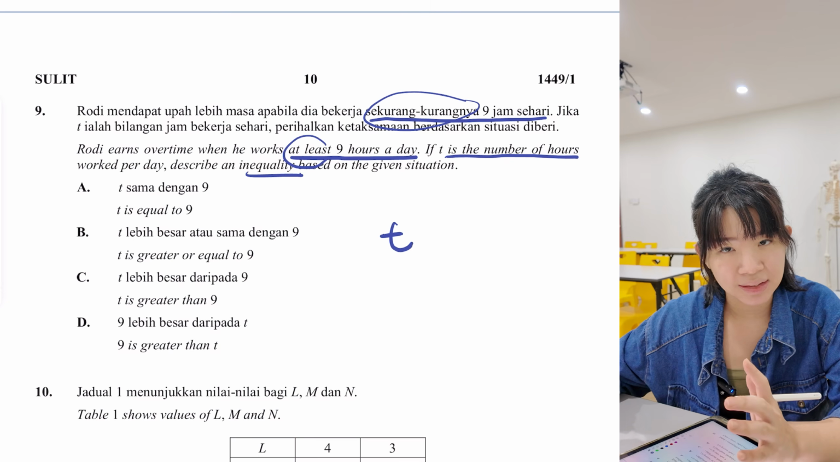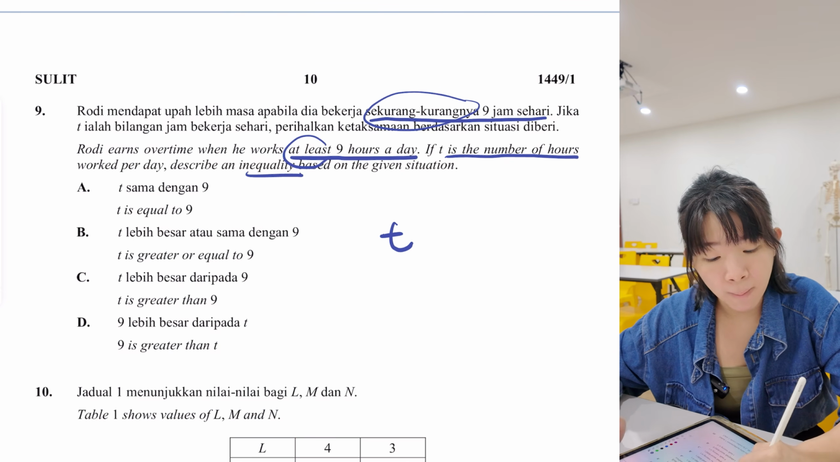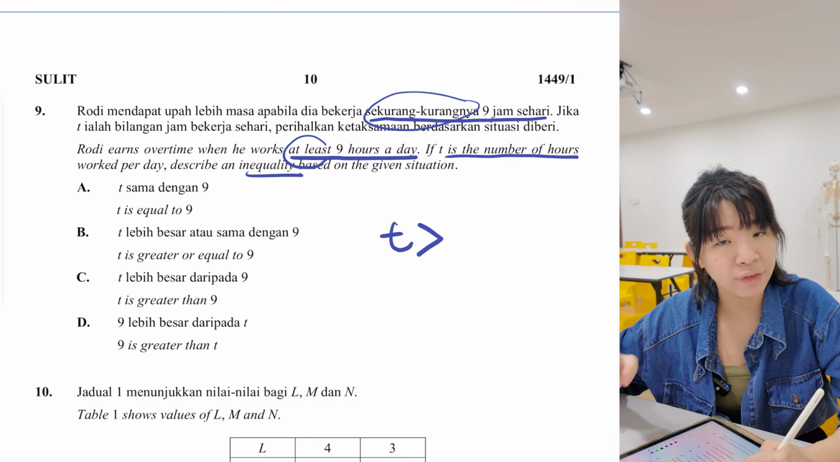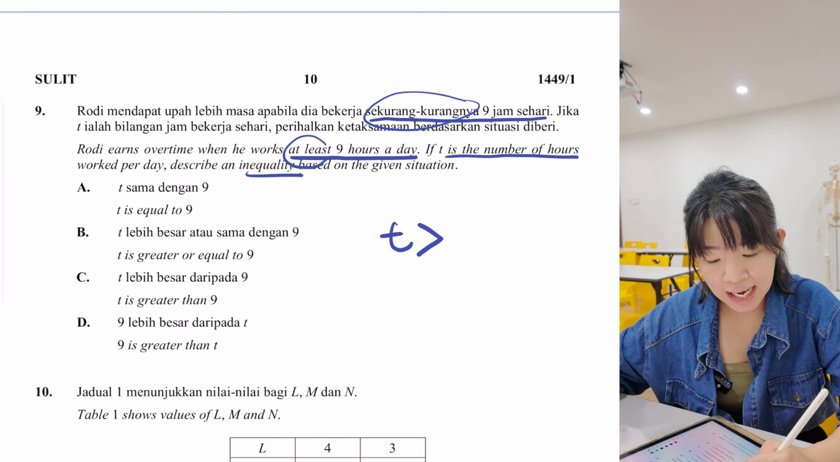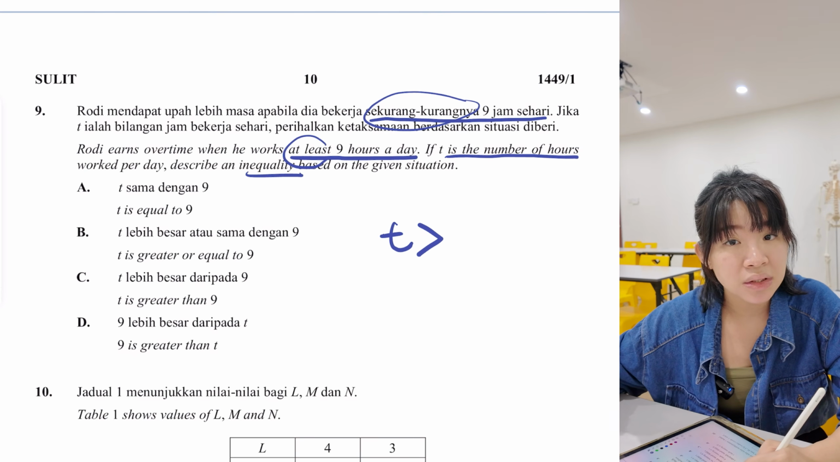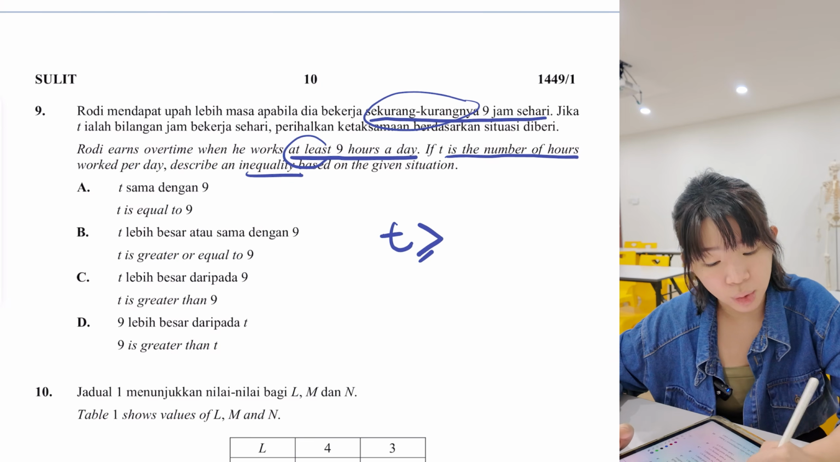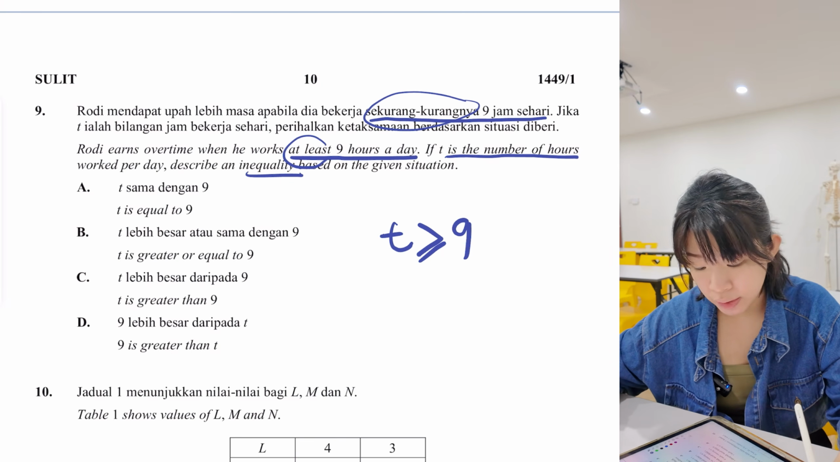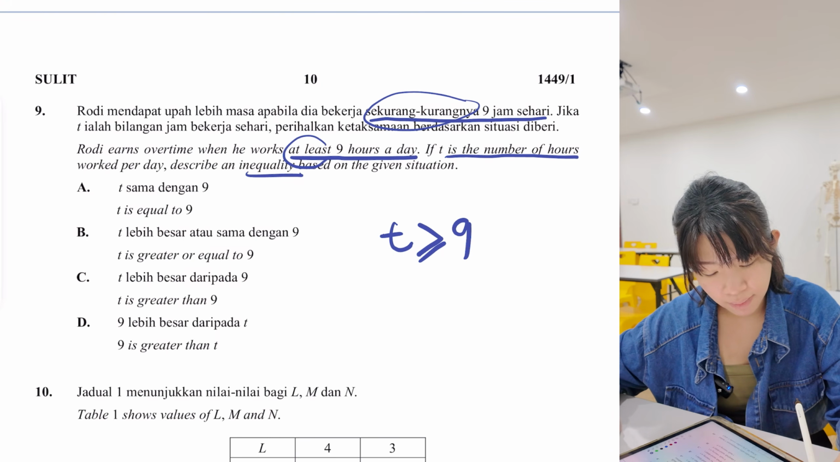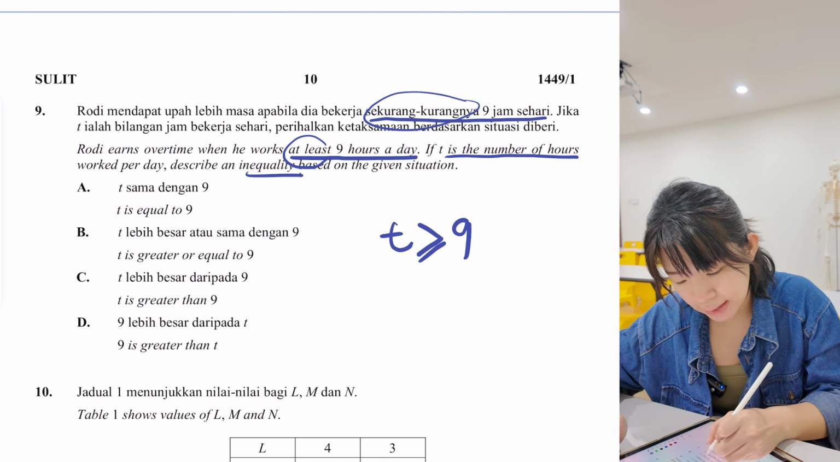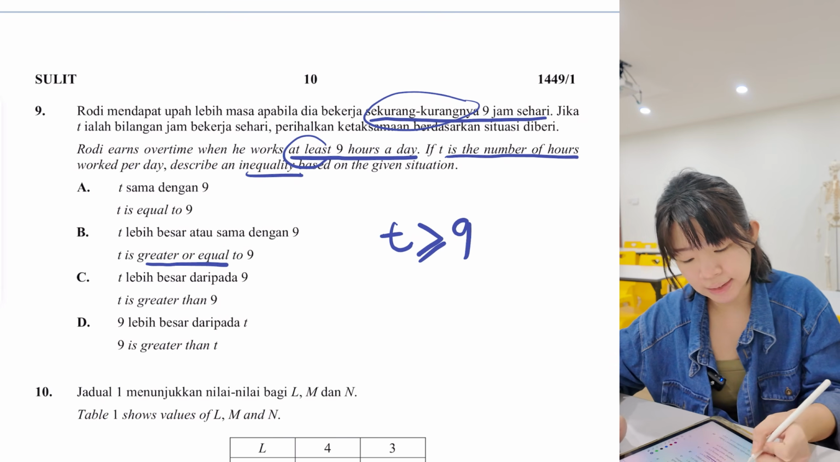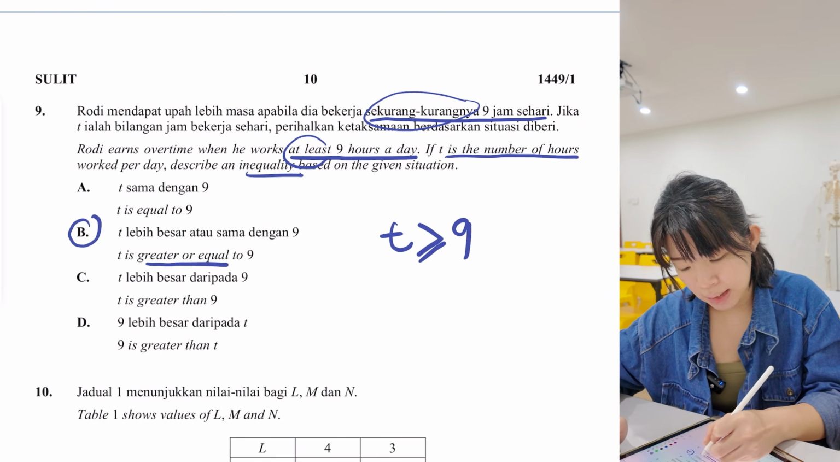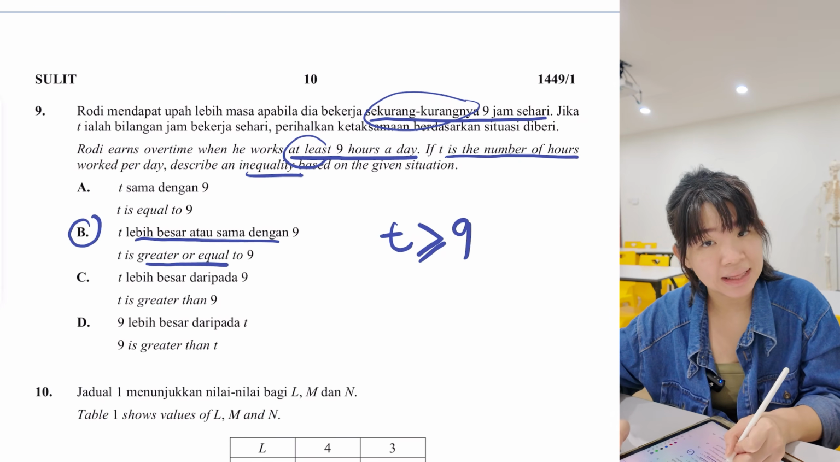At least 9 hours. At least is more than, okay, with equal or without equal. If they say at least 9 hours, can it be 9 hours? Yes, so with equal 9. Okay, so at least is more than or equal. So which is described exactly the same? More than or equal, greater or equals to 9. So the answer is, boy, lebih besar atau sama dengan.